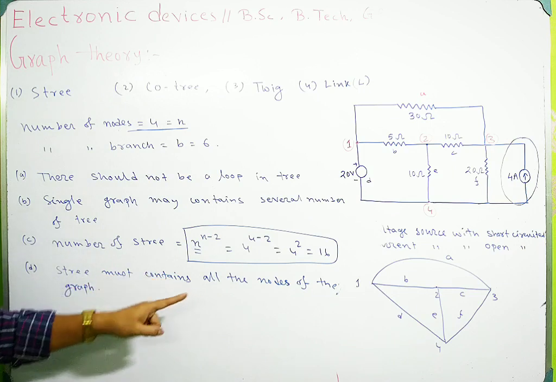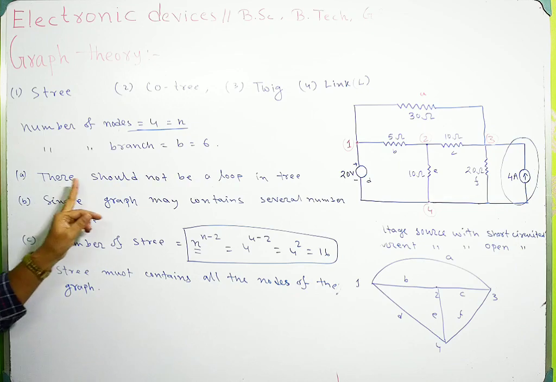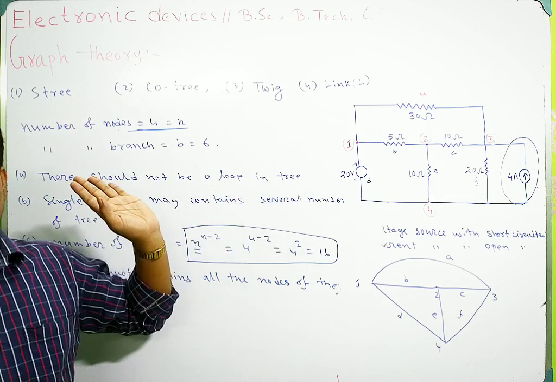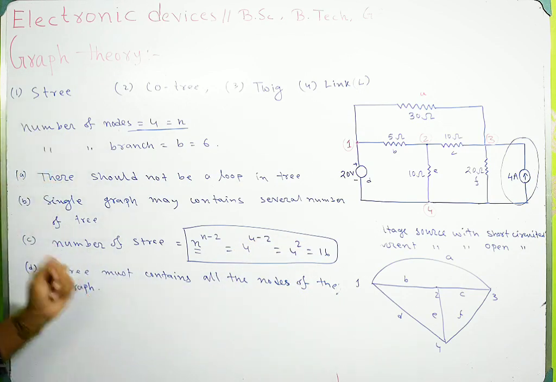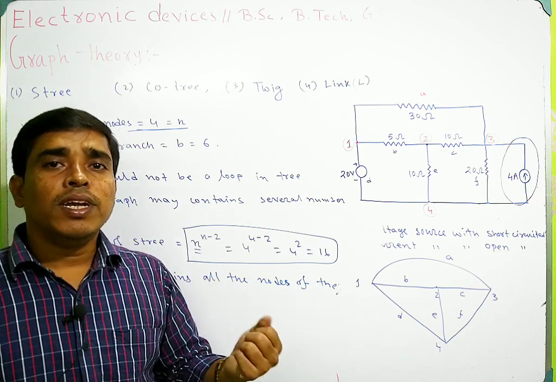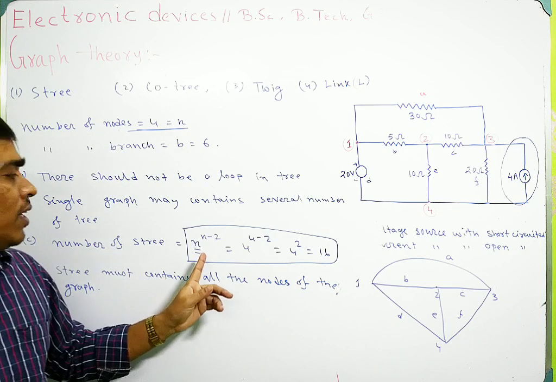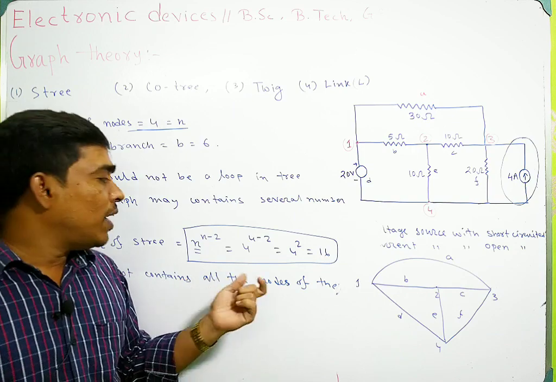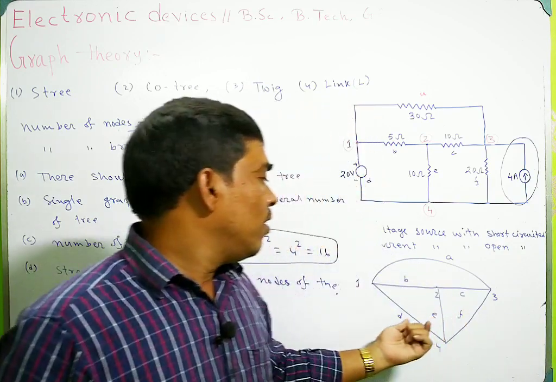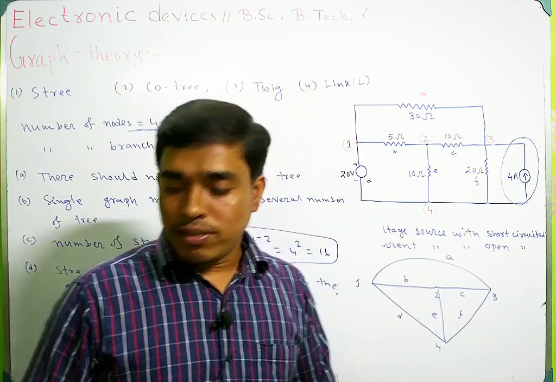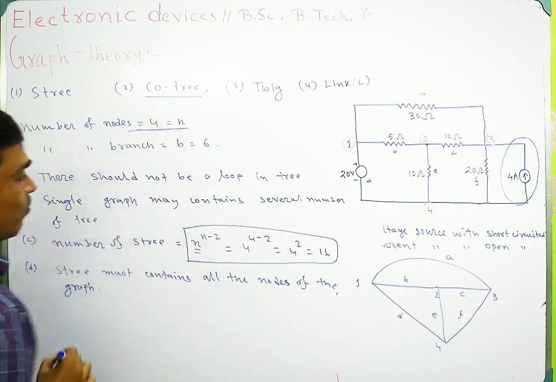So what are the properties of this tree? Number 1, there should not be any loop in the tree. Number 2, a tree must contain all the nodes. Number 3, a single graph may contain several trees. Number 4, the number of trees is equal to n to the power n minus 2, but this formula does not hold for all graphs. There are some limitations we will discuss later, but now we will discuss what a co-tree is.